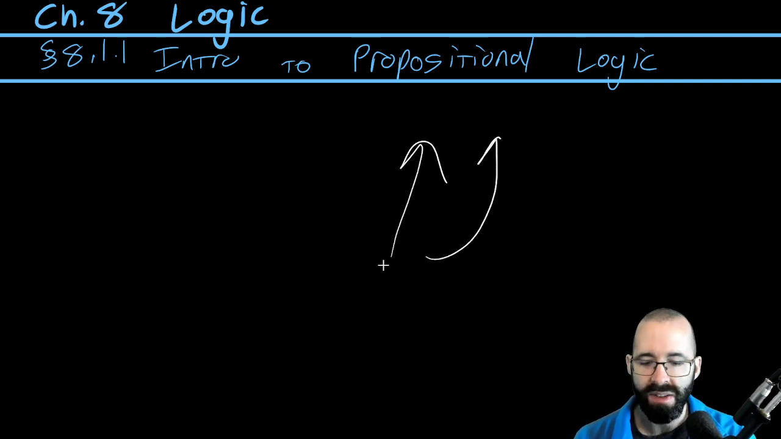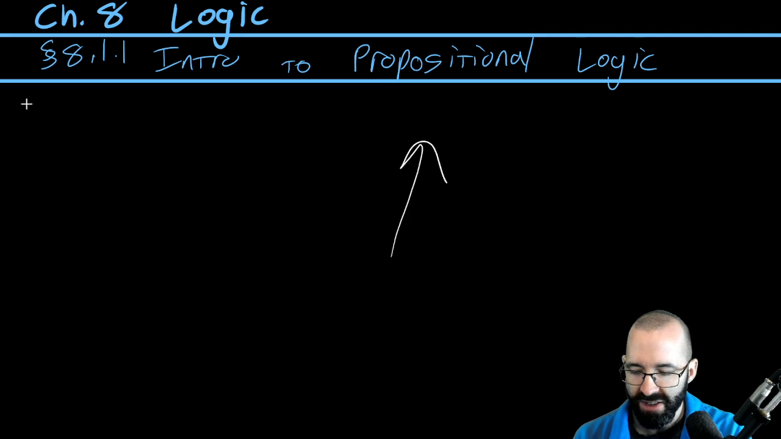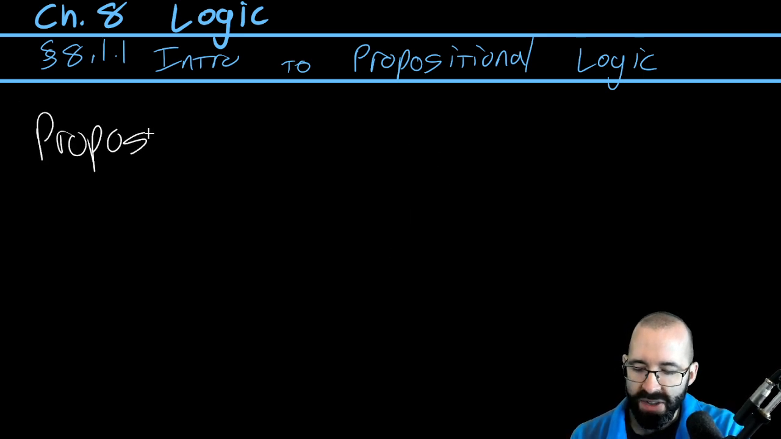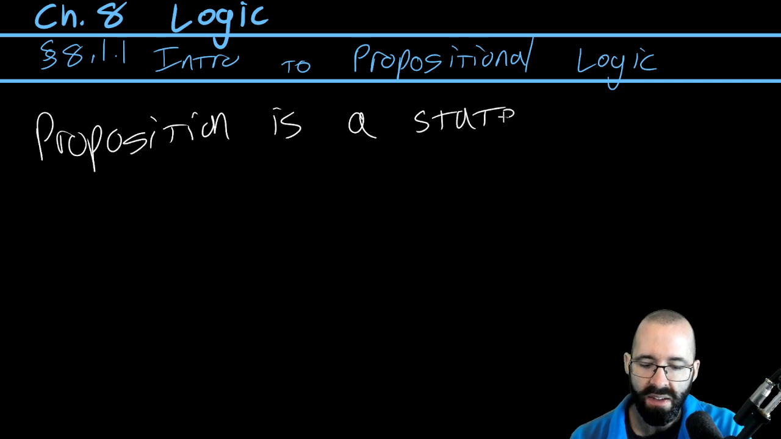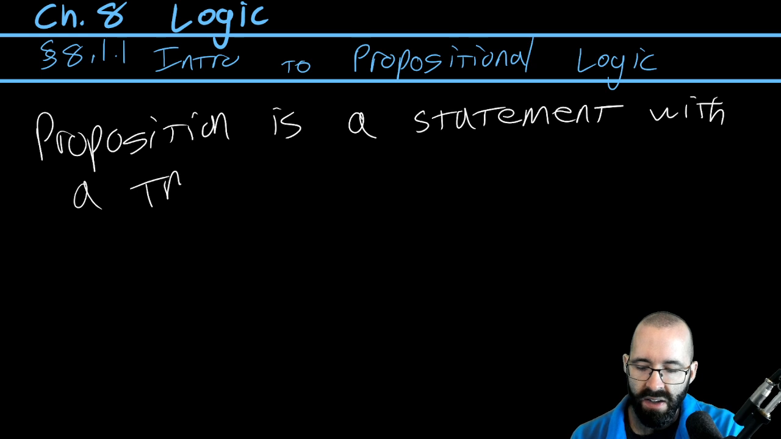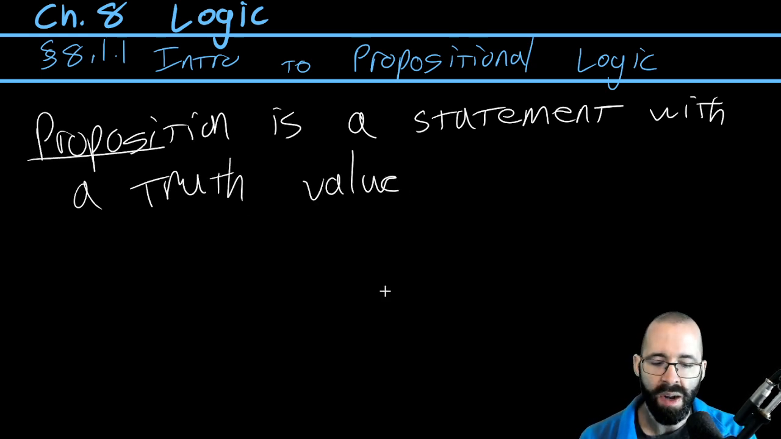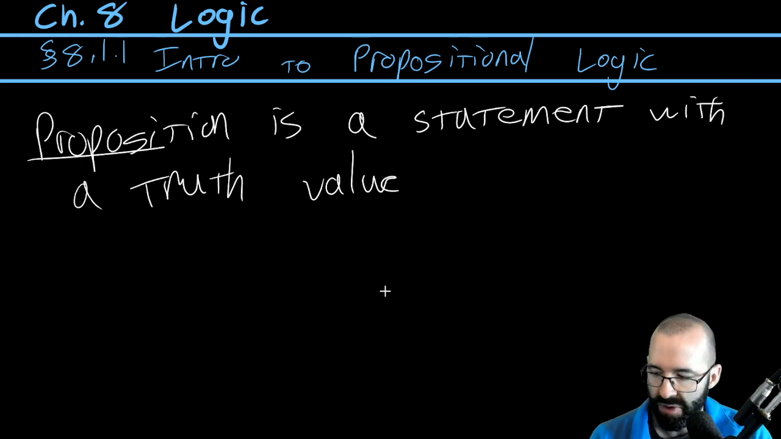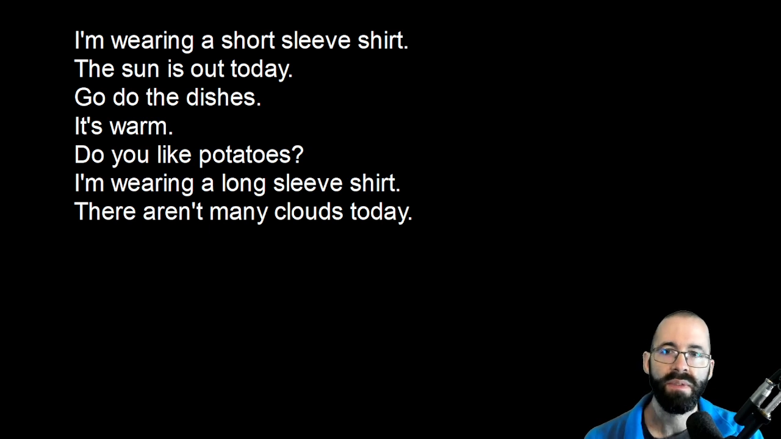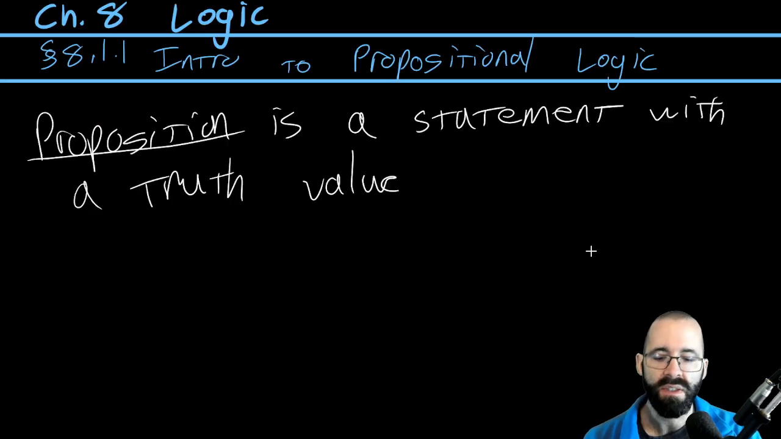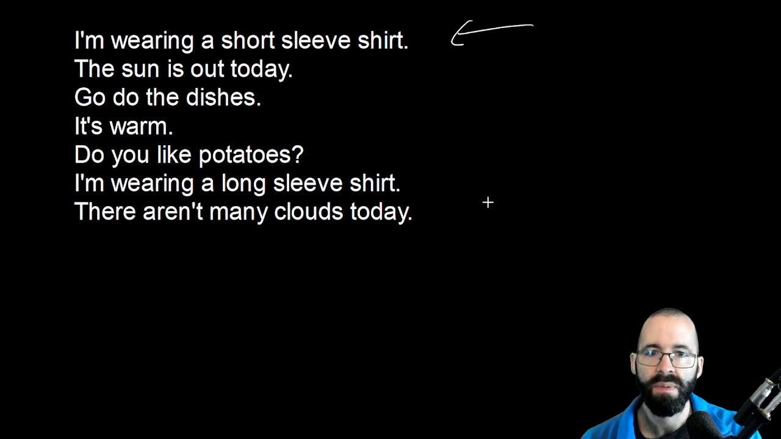So let's just start with the question, what's a proposition? All a proposition is, is a statement with a truth value. That's it. When we say propositional logic, we're talking about logic that involves propositions. What are propositions? They're just statements with a truth value. So if we look at some things over here, which one of these are propositions? Which one of these are statements with truth values?